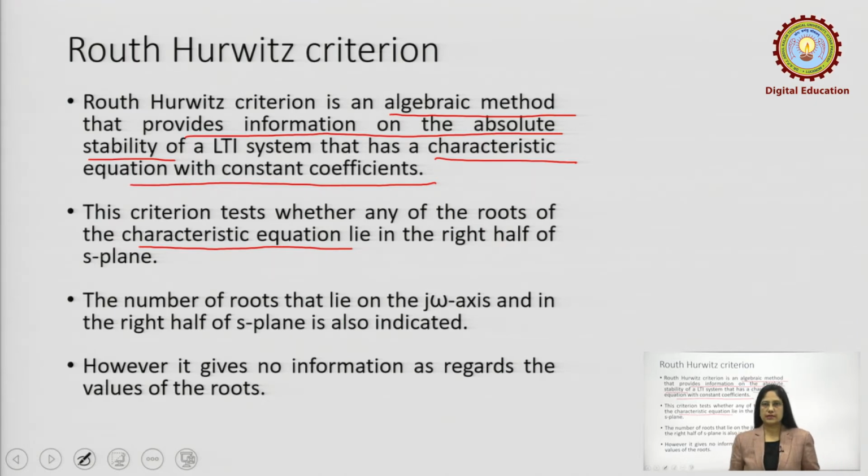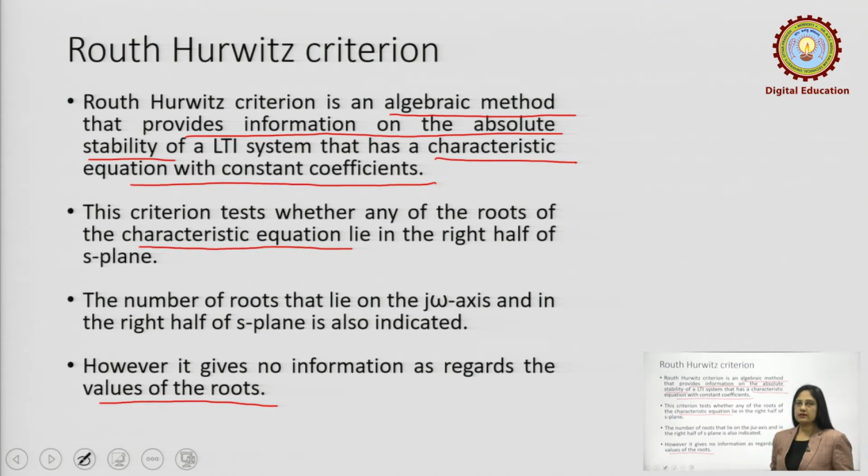As has been said, Routh Hurwitz criterion is used to know whether any roots are lying on the right half of the S plane, and the number of roots that lie on the j omega axis and in the right half of the S plane can also be found out through this criterion. However, though we get to know how many roots are located on the j omega axis or on the right half of the S plane, it is not possible to determine the values of those roots.